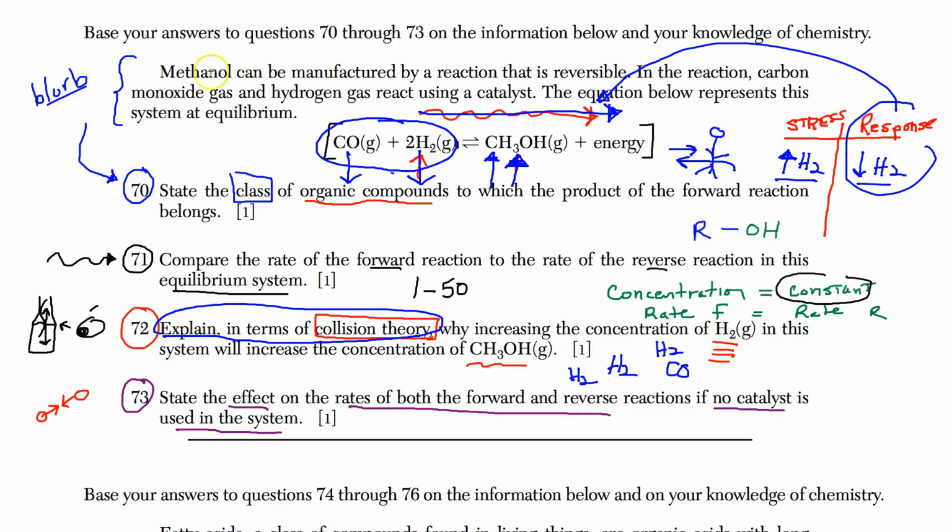Methanol can be manufactured by a reaction that is reversible. In the reaction, carbon monoxide gas and hydrogen gas react using a catalyst. So this reaction makes methanol, which we found out in question 70 is an alcohol. All right, so what would be the effect on both the forward and reverse reactions if there was no catalyst used in this reaction? So what does a catalyst do?